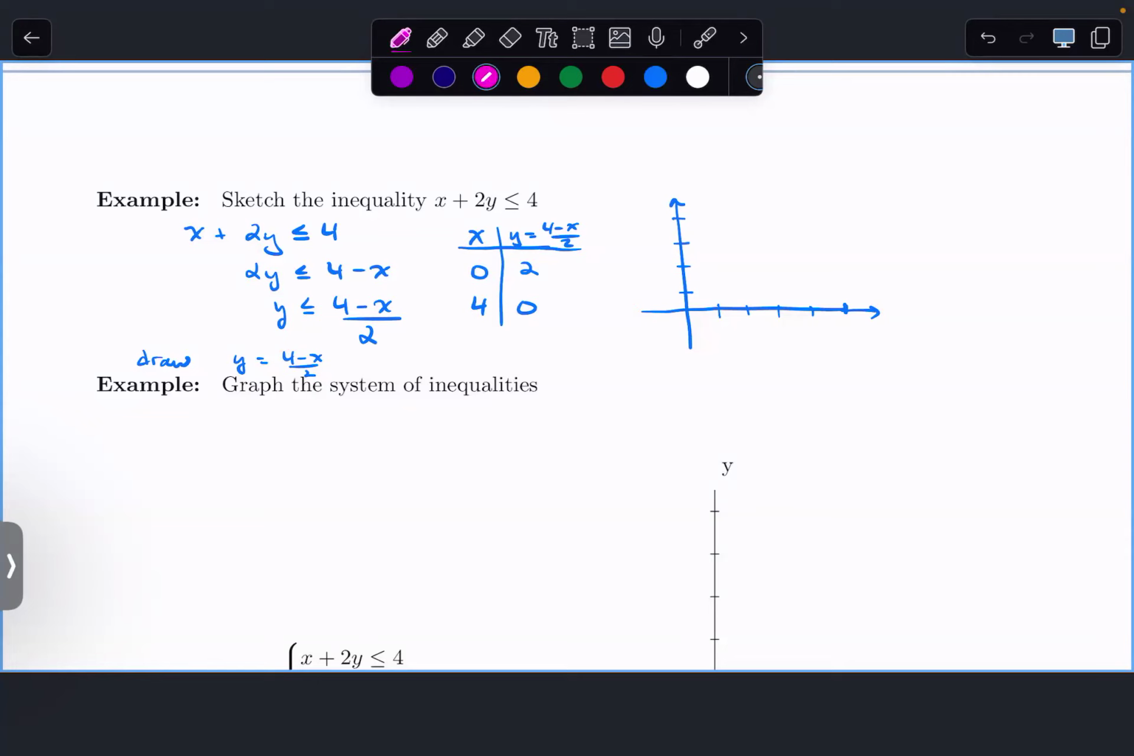Then I can draw when x is 0, y is 2. And when x is 4, 1, 2, 3, 4, y is 0. Nice. 2 points. I can bend up some paper and use it as a fake ruler. Connect the dots, extend the line. Nice.